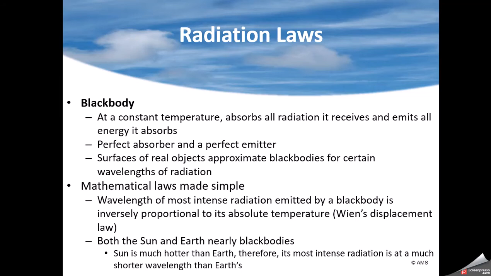What is a black body? A black body is at some temperature and absorbs all radiation it receives and emits all that it absorbs. A pure black body is a perfect absorber and emitter. Most objects behave like black bodies. Believe it or not, your body is a black body. It absorbs radiation and re-emits radiation.